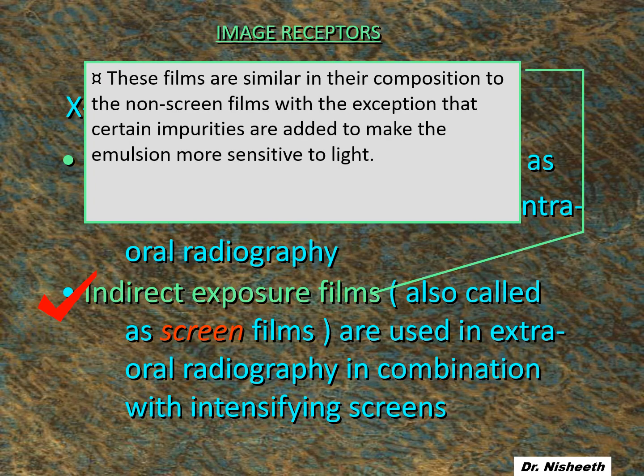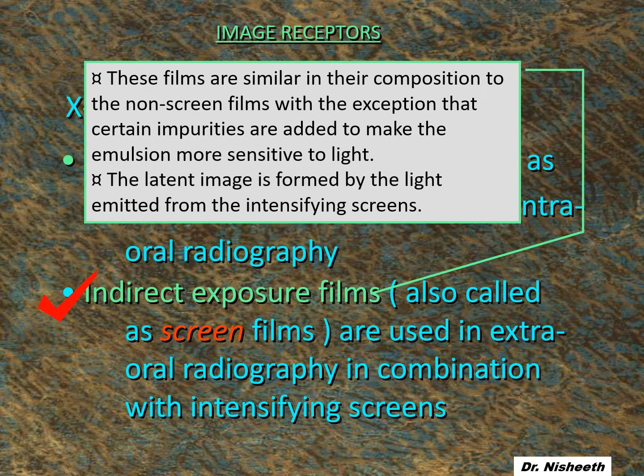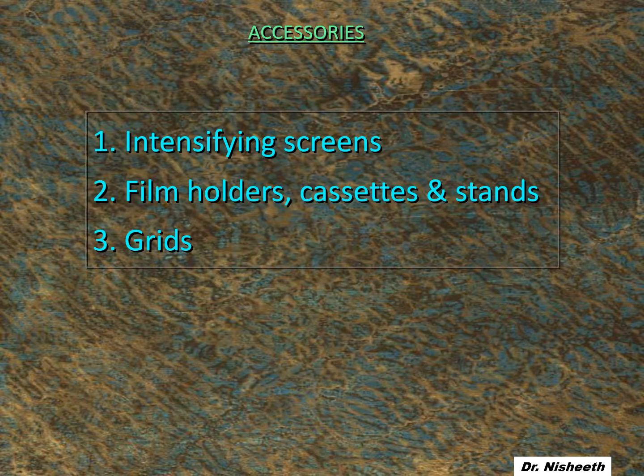These films are similar in composition to the non-screen films or the direct exposure films, with the exception that certain impurities are added to make the emulsion more sensitive to light. Why light? We'll come to it. The latent image is formed by the light emitted from the intensifying screen. Now, why that? I'll come to it later. So, this was regarding the direct and indirect exposure films.